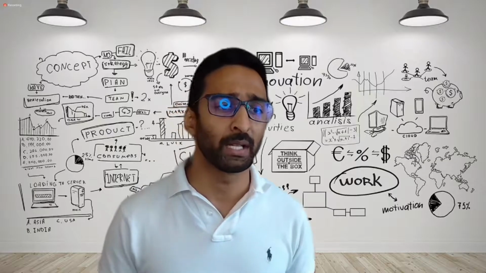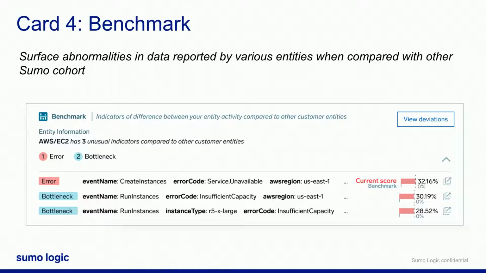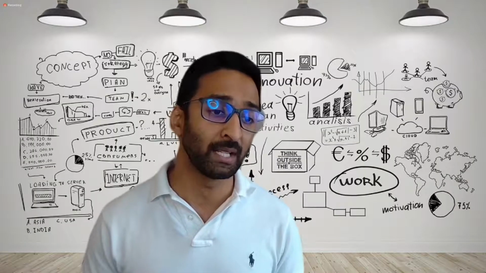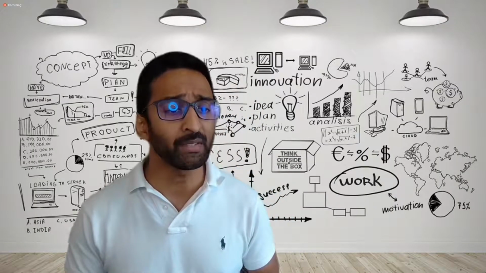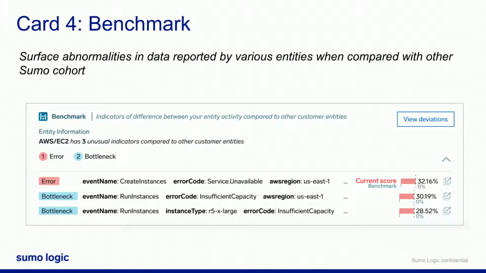The last card is the benchmark card. This surfaces abnormalities in the data reported by various entities compared with other Sumo cohorts. So we are essentially comparing your data with data from other Sumo customers and surfacing abnormalities, right? This card, for example, is telling you that service unavailable while creating an instance, you saw this type of error 32 times more than the rest of Sumo cohort.